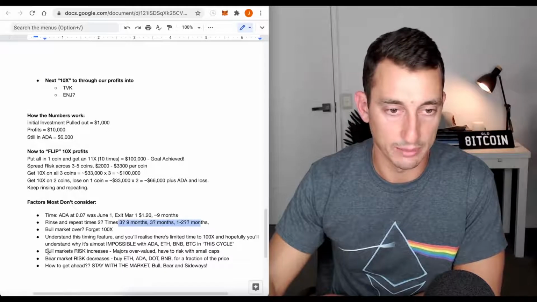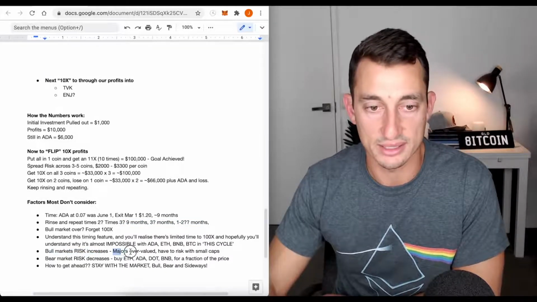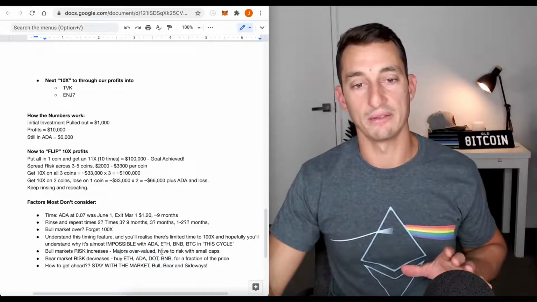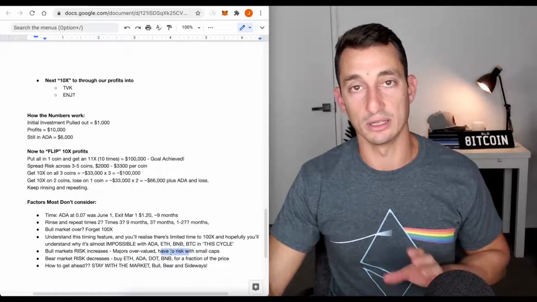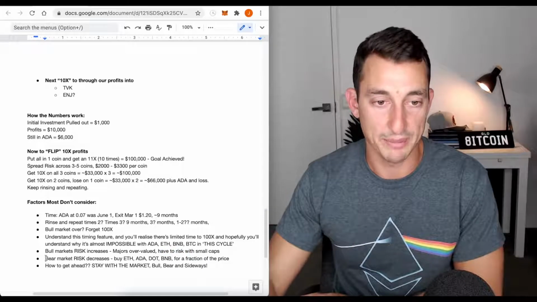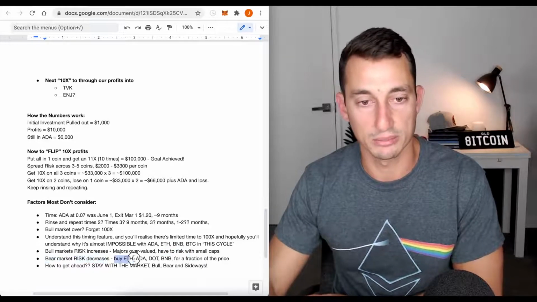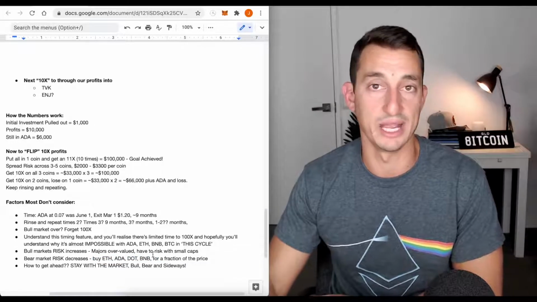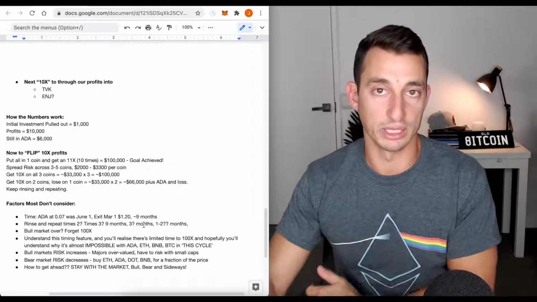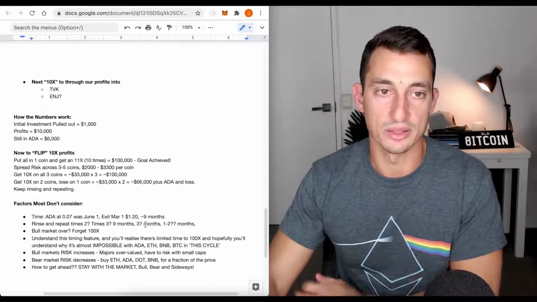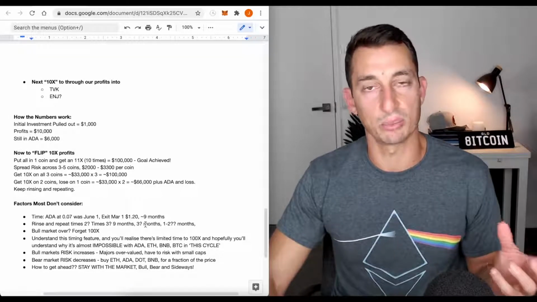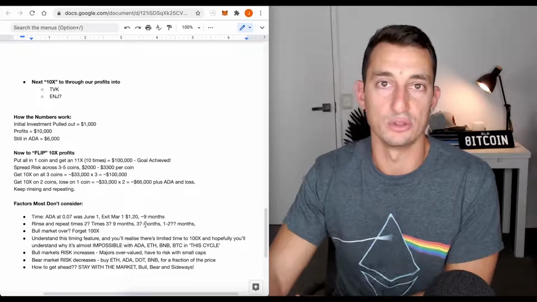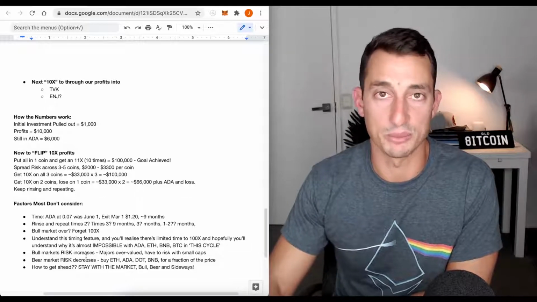Lastly, we're going to look at bull markets. Risk increases. Majors are overvalued. The major coins are overvalued, so you have to risk it with the small caps. Bear market, risk decreases. You can buy all these big caps for a fraction of the price. Even if they're higher than where they are now, those returns are looking much safer. And you've seen in the previous market that they are strong coins. They're just suppressed during a bear market, so you can find much better deals.